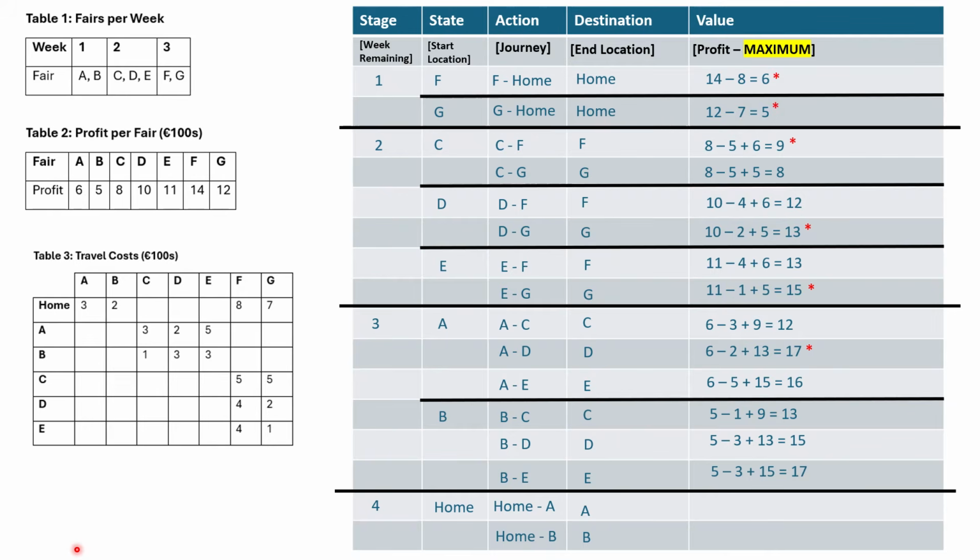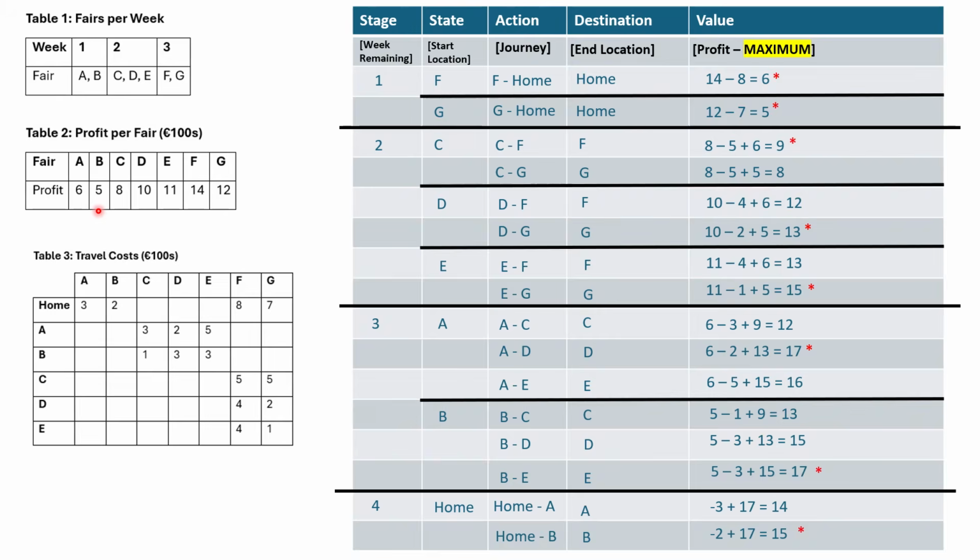And then our last one within that state is A to E. So same profit, traveling A to E is 5. So you have 6 minus 5 plus 15, which gives us 16. We then look at which one here is optimal, and our 17 here is optimal. Then we move on to B.